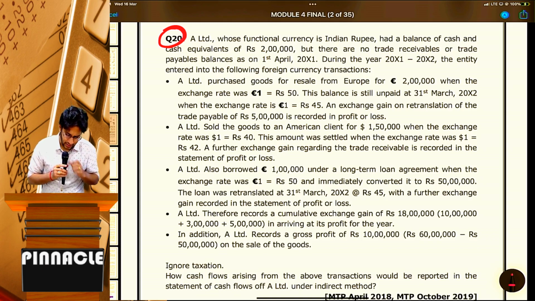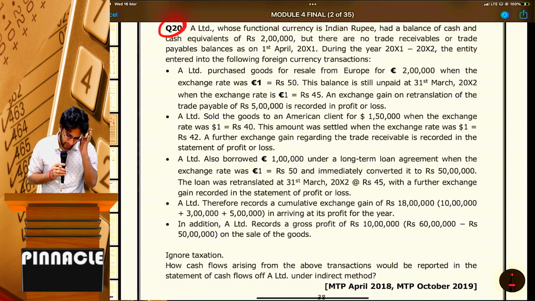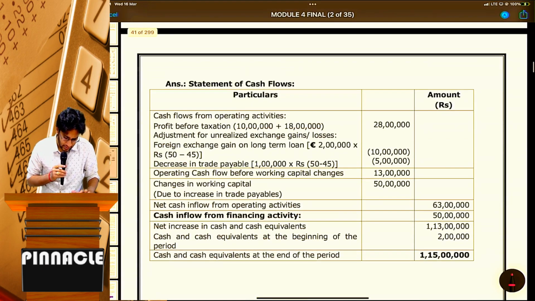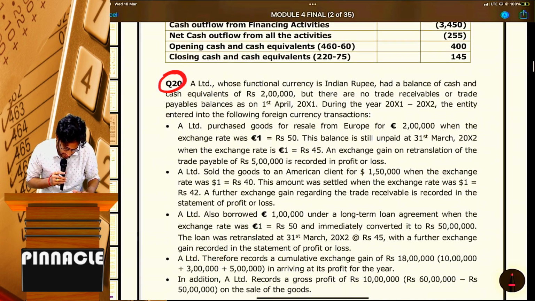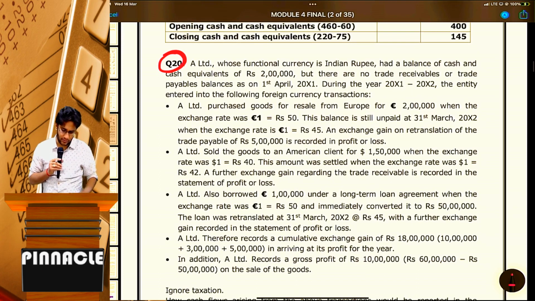An exchange gain on retranslation of the trade payable of rupees 5 lakhs is recorded in P&L. Now how come this is only 5 lakhs, I am worrying, sir. Because 50 became 45 means the gain is 5 rupees per euro. How many euros are you having? 2 lakh euros. So that should be 10 lakhs. Okay, that mistake we will handle later, or else that should be 10 lakhs only. Let me check once later on. Let's go further. That can be a mistake also.